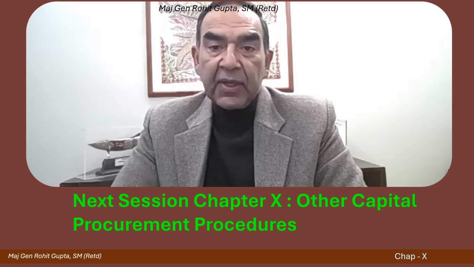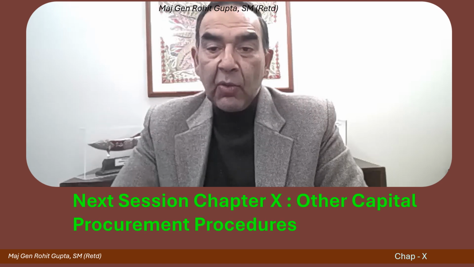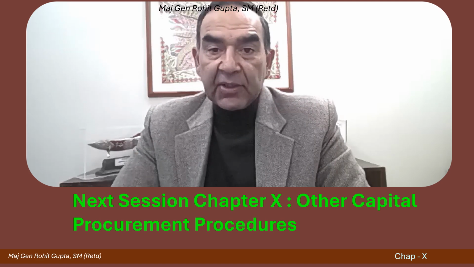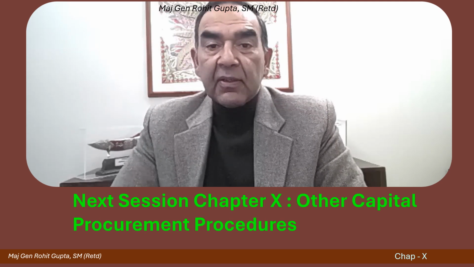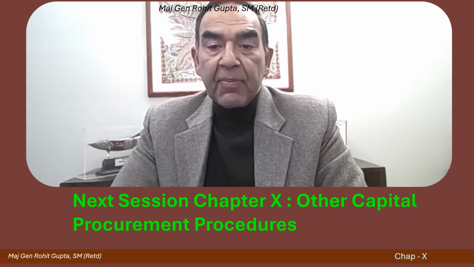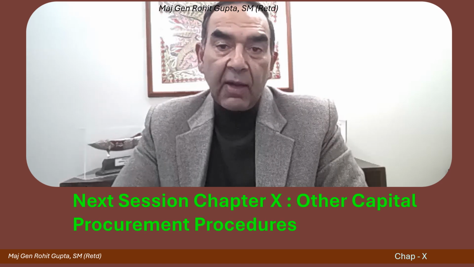Now we'll get on to the next session, and in this session we will take on chapter 10, which has also been newly introduced, which is other capital procurement procedures, which are primarily issues related to carrying out procurement through the capital budget using the procedures that are there in the erstwhile revenue procurement process. This is an important chapter because it legislates as to how the capital budget can be used for such things which were earlier procured under the revenue budget only.